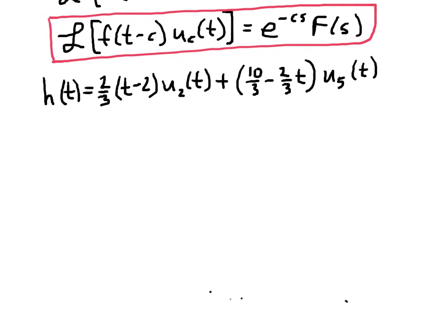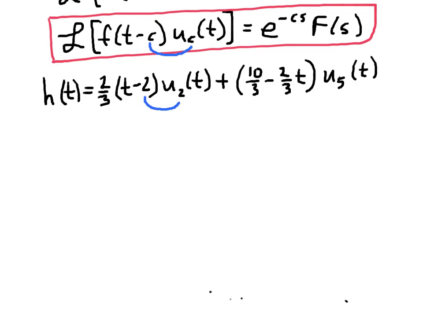So here's the function we're looking at, and if you look at this first part, you can see that things look good there because we have a t minus 2 in our function, and we have a u sub 2. So these c's have to match right here, and we do have a match. Let me erase these blue lines, and you can see that we have a match right here as well.